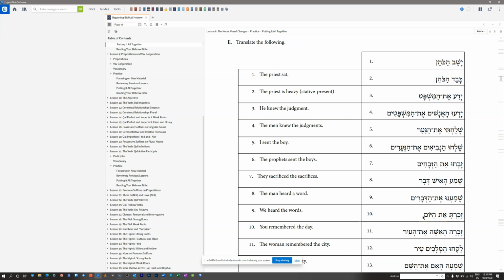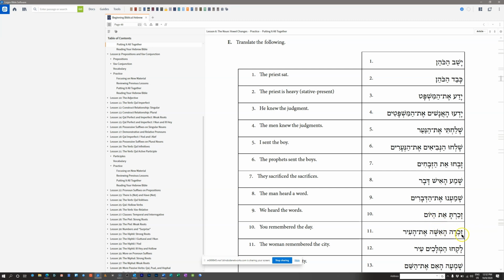Now, just incidentally, hayom is also often translated as today. So if Hebrew wants to say today, they might say either this day or even just the day. Not always, you have to use context there, but I don't know of another word in Hebrew for today other than just hayom. All right, so number 10, you masculine singular, you remembered the day.